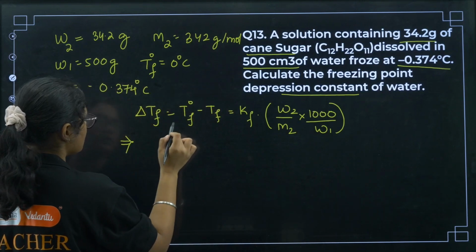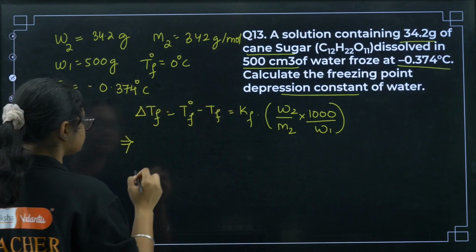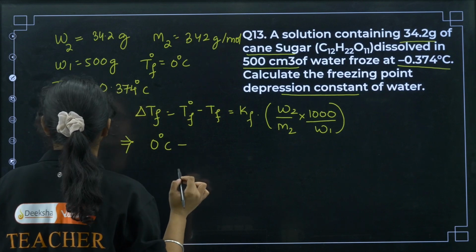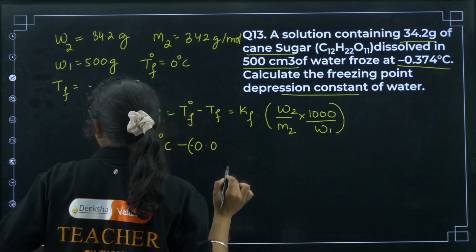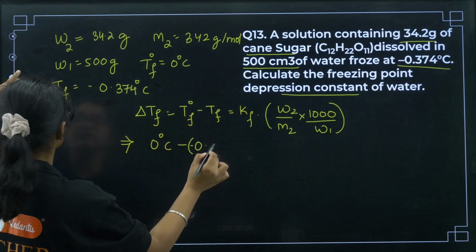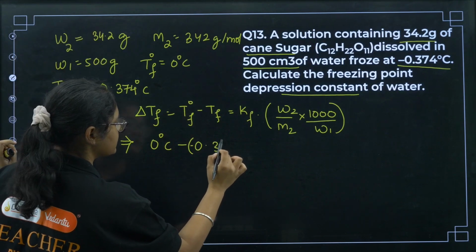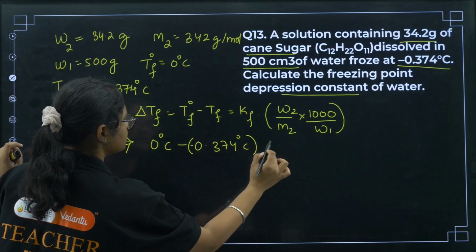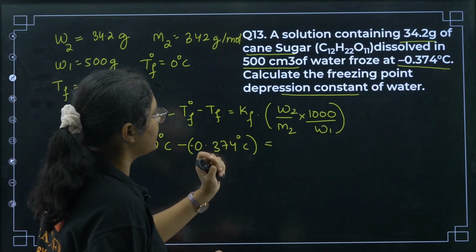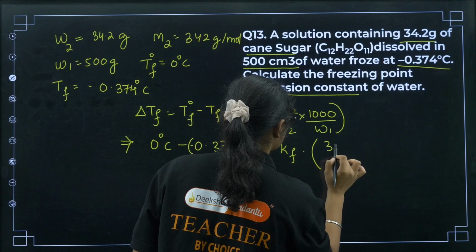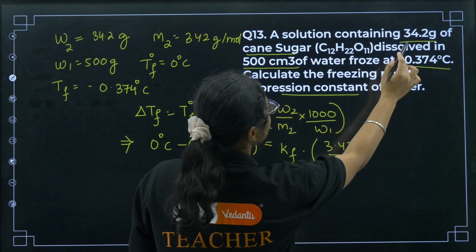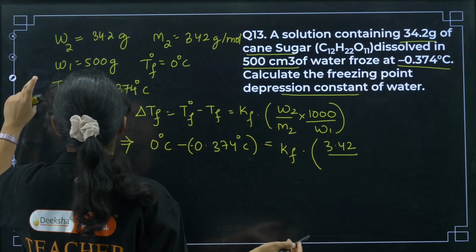Now if you see here, what is T naught f value? 0 degree Celsius minus minus 3.74 degree Celsius is equal to Kf. Kf we have to calculate. W2 is 3.42 and not 3.42, 34.2.